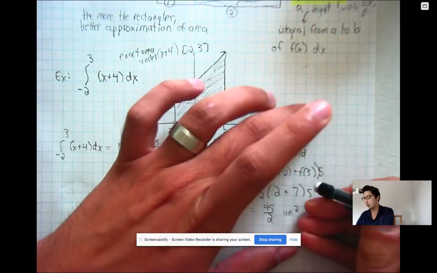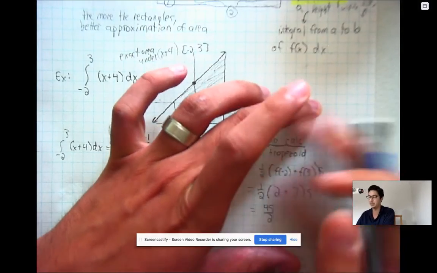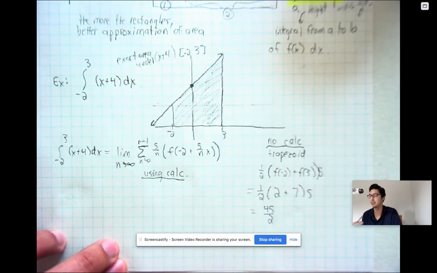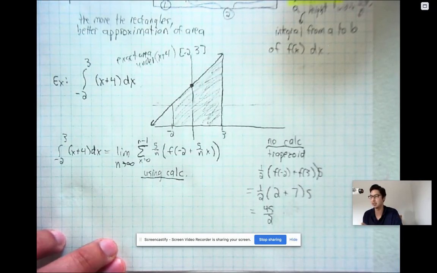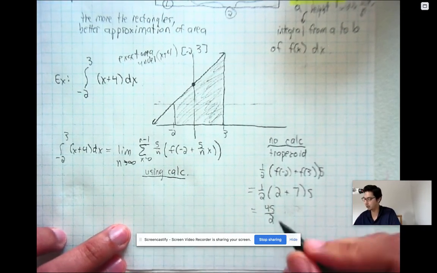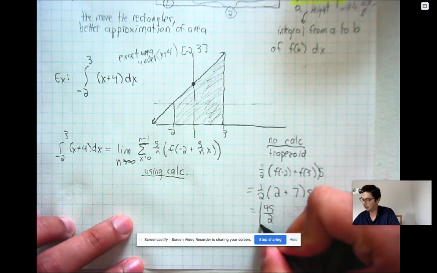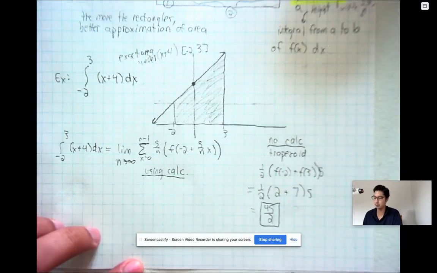Well, it's actually not unit squared. Be careful when we talk about area under the curve. They can represent different things like an amount of something. Like the area under the curve of a velocity graph is the amount of miles traveled. So we'll just say 45 over 2 for now. We don't know what the units are.